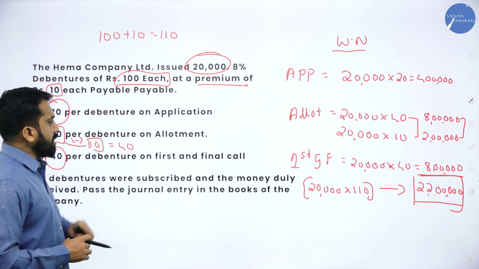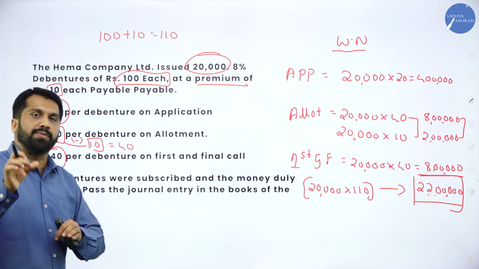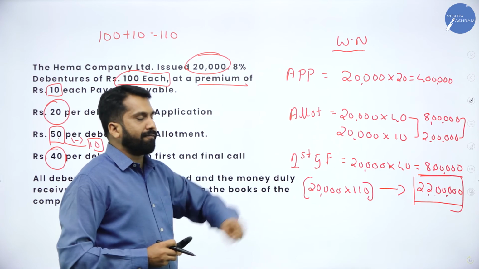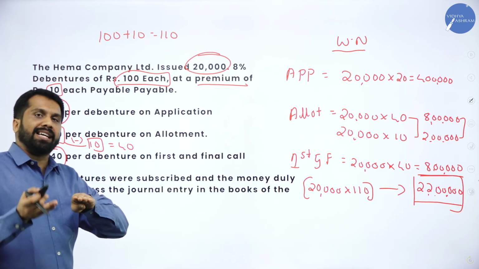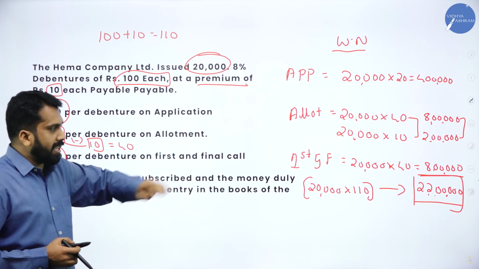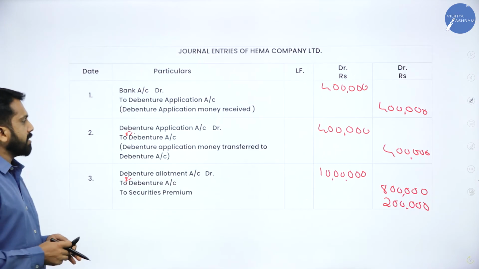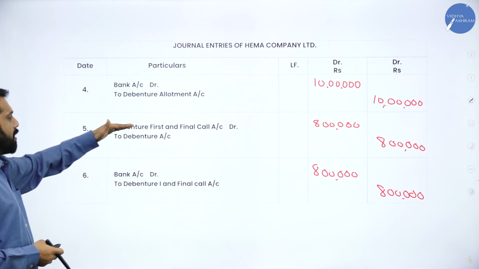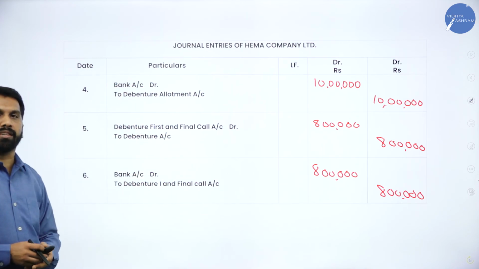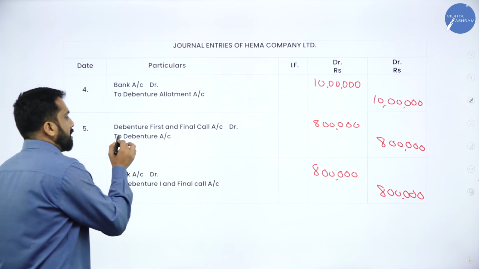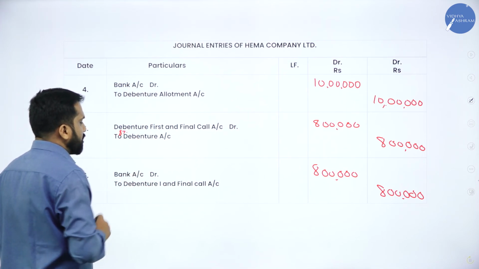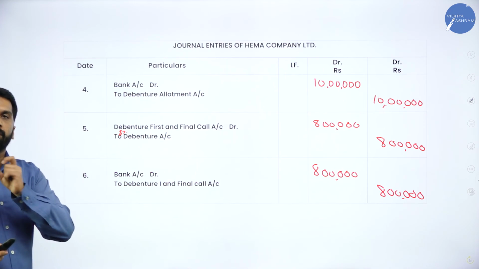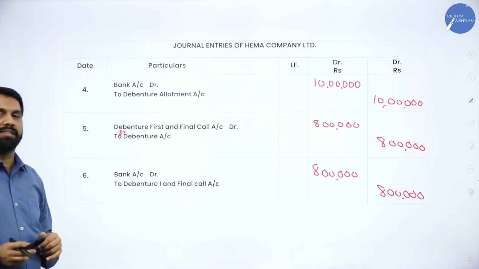Now, once if you are done with your question, what you have to do? You have to do working note. We have done working note. We got application, allotment and first and final call. We totaled as well as we have to verify. Once the verification is done, you have to go for what? Yes, you have to go for journal entries. 1, 2, 3, 4, 5, 6. Write down all 6 journal entries. Wherever you get debentures, remember this will be 8% debentures. So 8% debenture means in the question they have mentioned 8%. If it is 12%, to 12% debenture account.